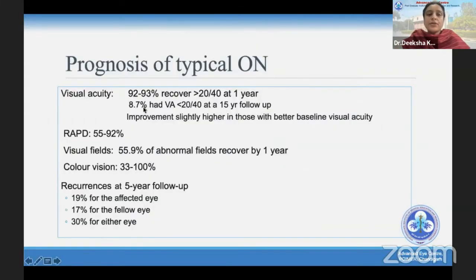As far as the prognosis is concerned, 92 to 93% of patients recover better than 20/40 vision at 1 year follow-up, and the improvement is slightly higher in those with better baseline visual acuity. RAPD will recover in 55 to 92% of patients. Visual fields will recover in 55.9% by 1 year. Color vision recovers in one-third to most of the patients. Recurrences at 5 years are seen in 19% for the affected eye, 17% for the fellow eye, and 30% for either eye.